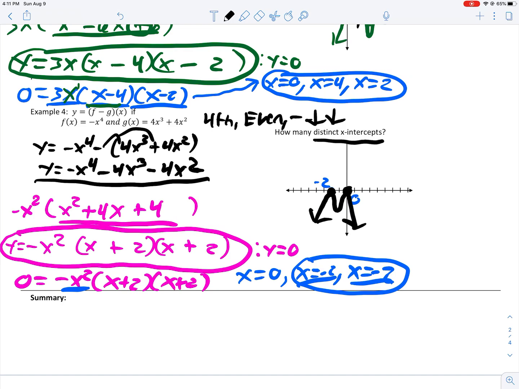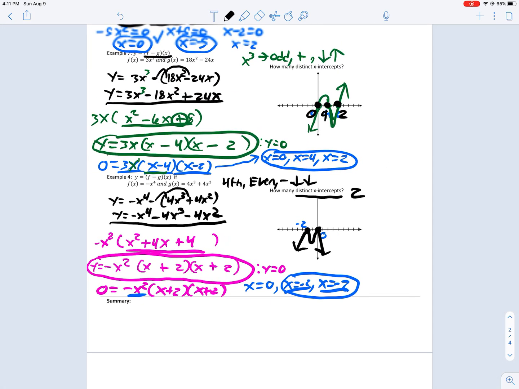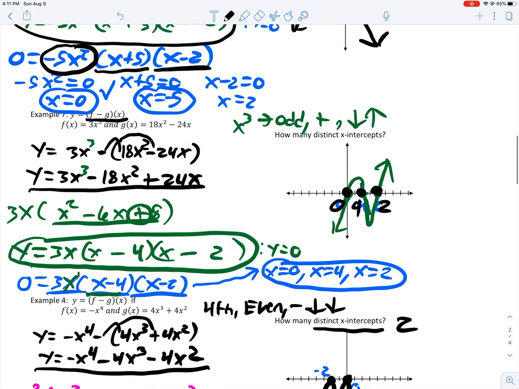How many distinct x-intercepts? There are 2. Oh, back up here, I missed that part. How many distinct x-intercepts up here? There are 3.